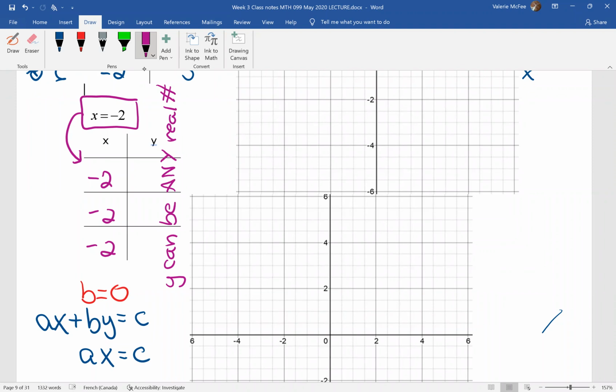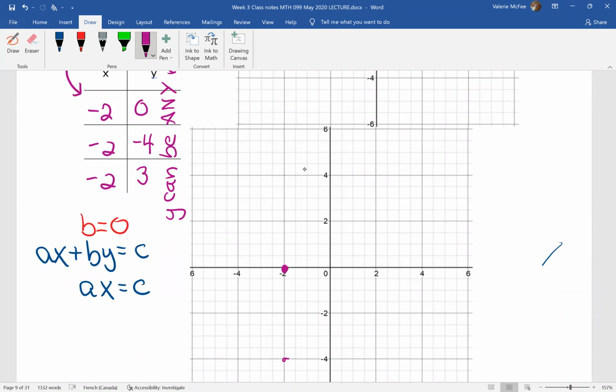So we can let y equal 0. We can let y equal -4. We can let y equal 3. -2, 0. -2, -4. -2, 3. When we connect our ordered pairs, we see that we have the graph of a vertical line.